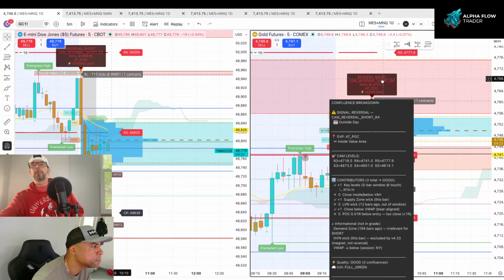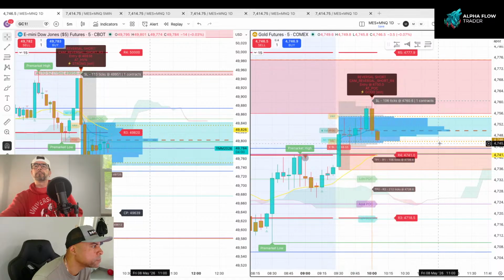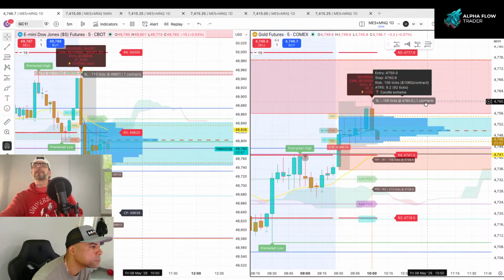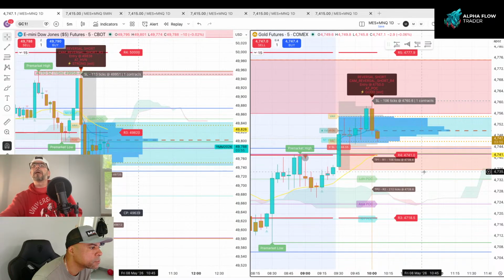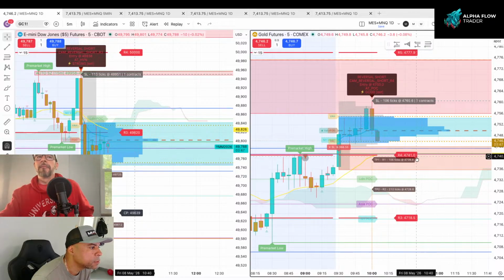So see the gold signal here. Let's look at the fourth section down, the contributors. One key level check, 5-bar window touch. Oh, what's RTH again? RTH is regular trading hours high. Yeah, RTH high. One supply zone wick, one close below VWAP. Stop loss at 4760.6 and TP1 at 4739. Would you take two contracts? Two contracts. All right, so Steve is live in this gold trade.